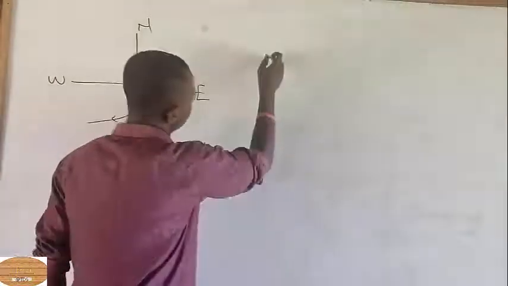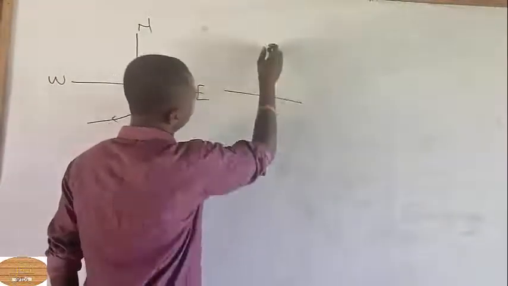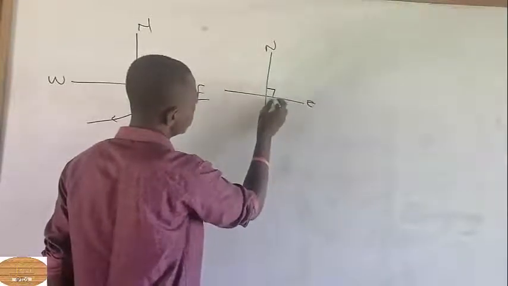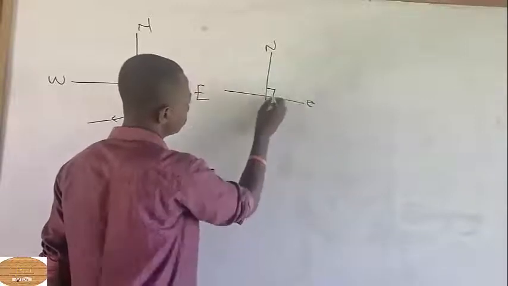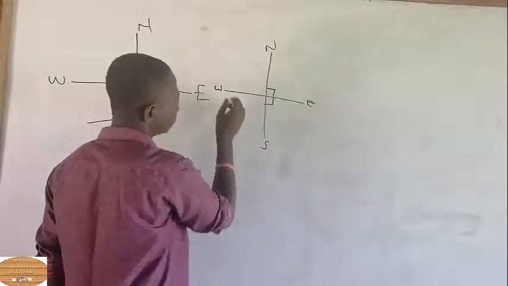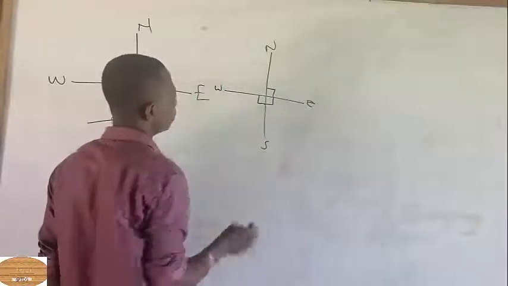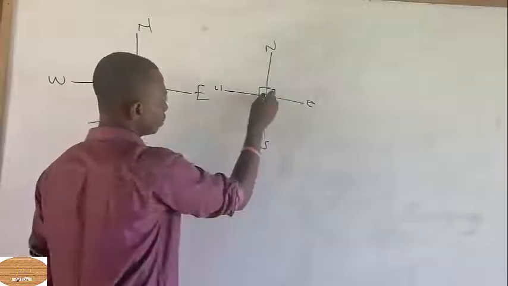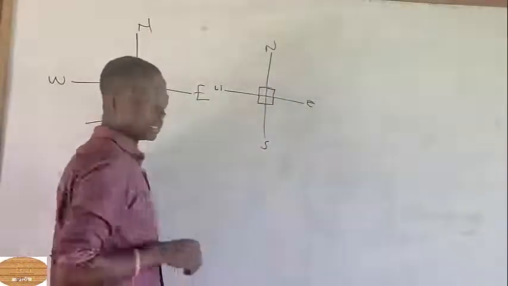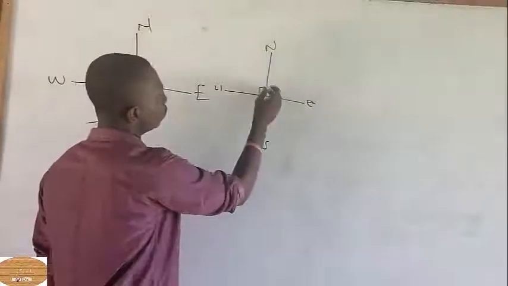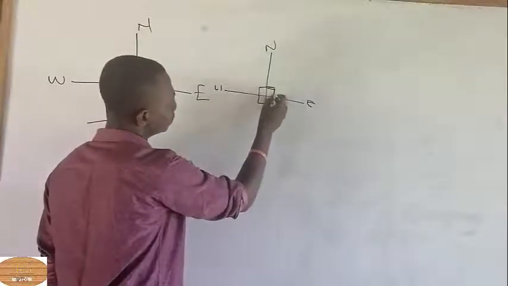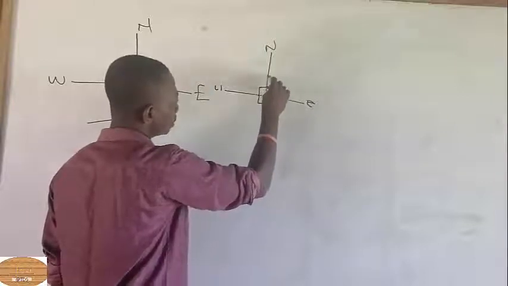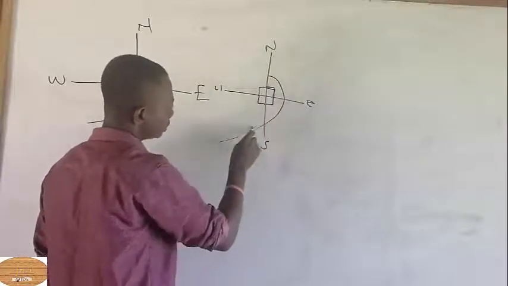Now don't forget, from north to east is 90 degrees. Then from east to south we form another 90. From south to west, another 90. Then from west to north, 90 degrees. So in all, it forms angles at a point which add up to 360 degrees. So always we start from the north and then we rotate clockwise.